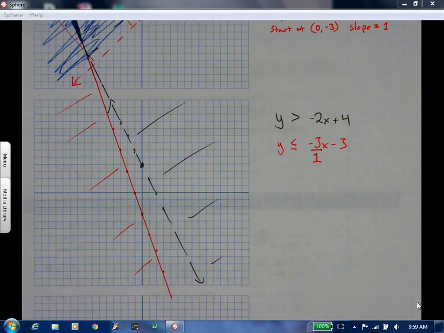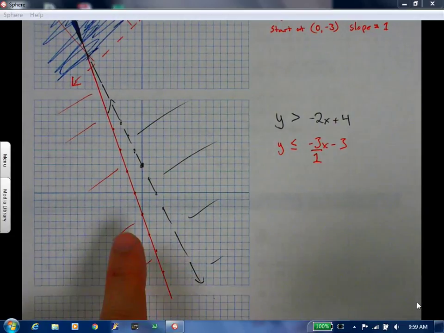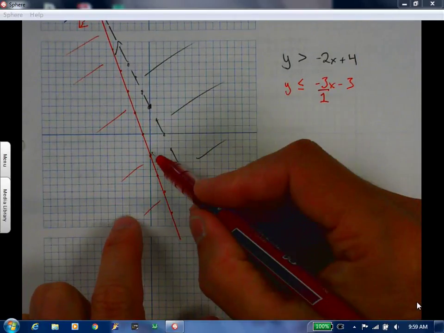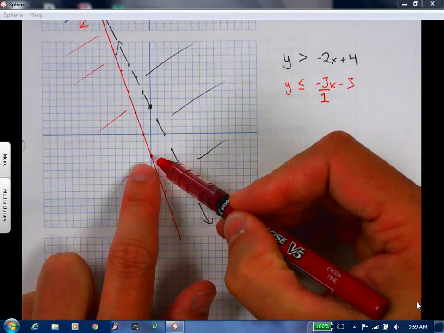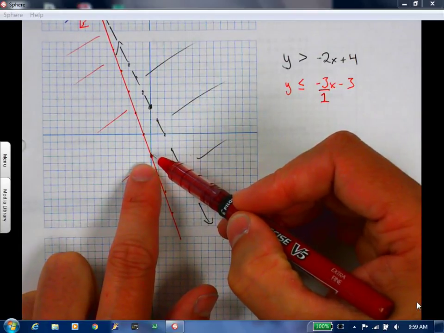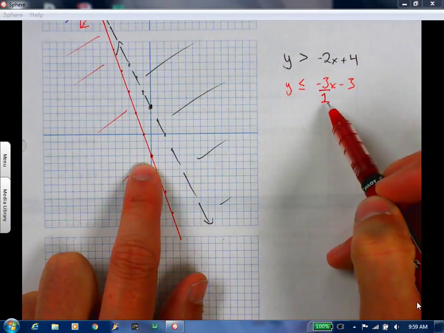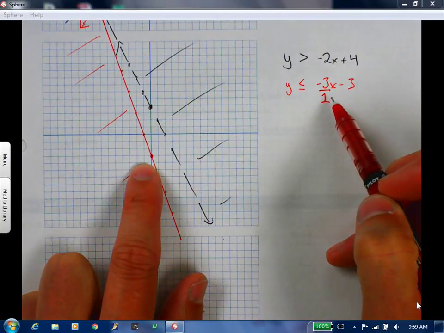Help a little bit? Okay, you see how we have a starting point? That's like our y-intercept is our starting point. So here on this one, this was my starting point. My slope was -3 over 1. Is that okay? You know where to find the slope.